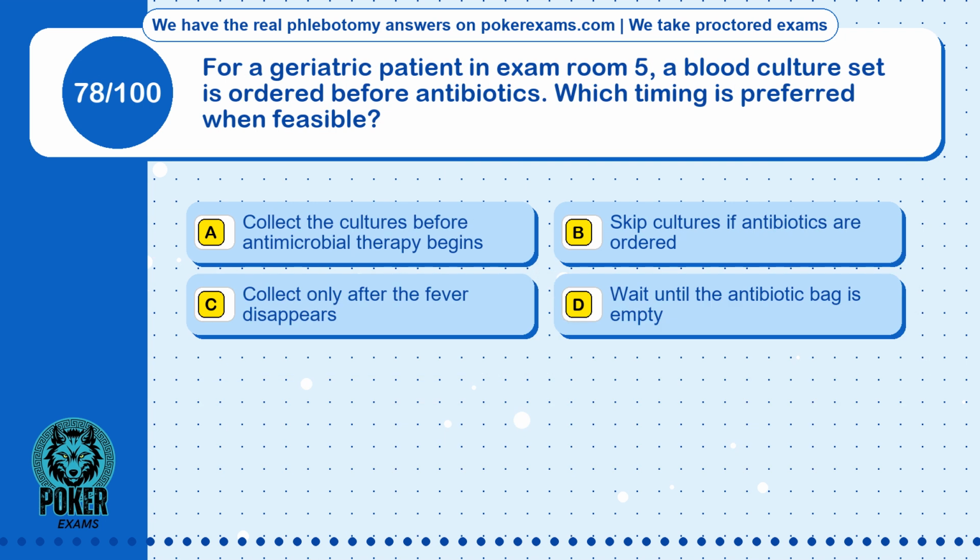Question 78. For a geriatric patient in exam room 5, a blood culture set is ordered before antibiotics. Which timing is preferred when feasible? Option A. Collect the cultures before antimicrobial therapy begins. Option B. Skip cultures if antibiotics are ordered. Option C. Collect only after the fever disappears. Option D. Wait until the antibiotic bag is empty.